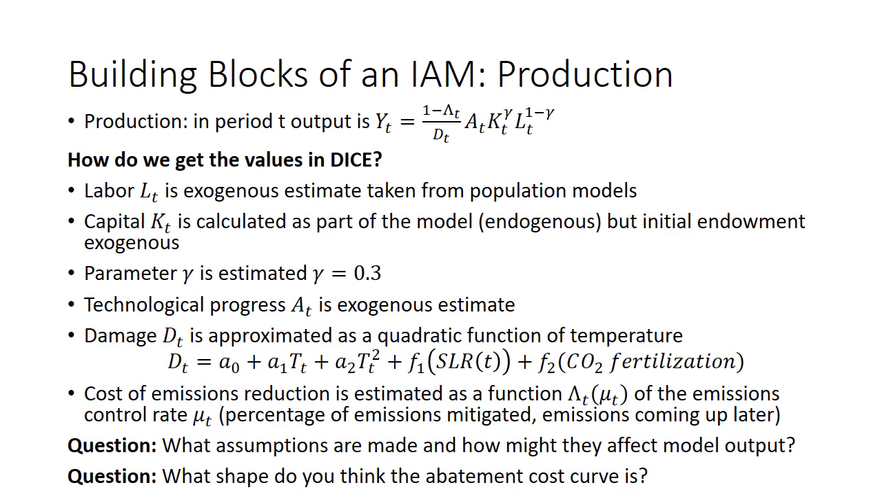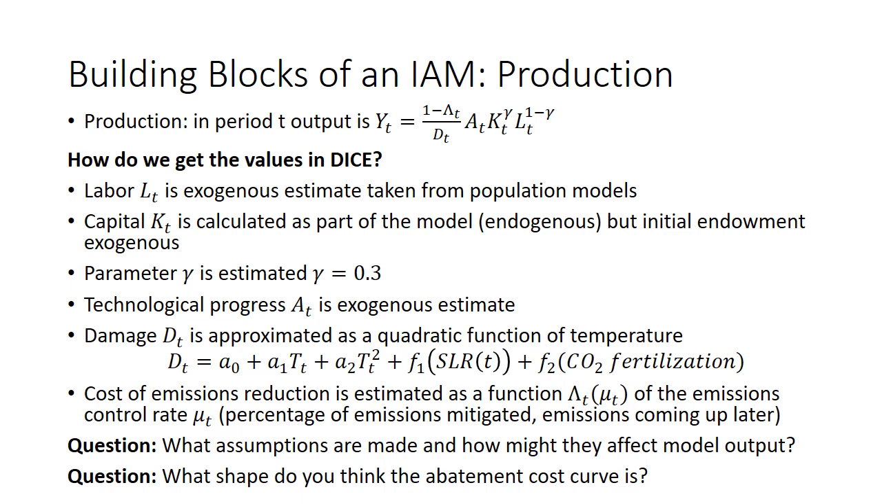Should the shape be quadratic as it is, or should it be exponential? Should the damages be exponential as the CO2 rate goes up? Or maybe we should have a step function where we are accounting for tipping points, and once we hit a certain temperature, then damages are essentially infinite. We can't go back.